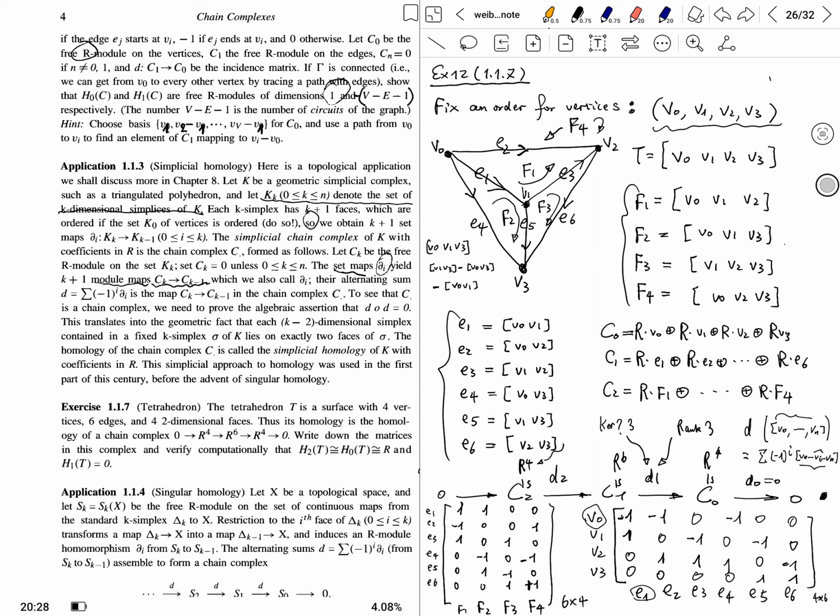But unfortunately, this is an arbitrary ring R. Of course, an integral domain. That's how you define a basis over the ring R.